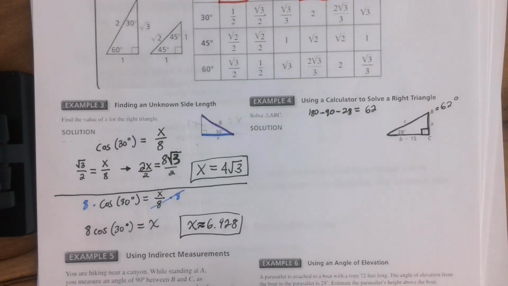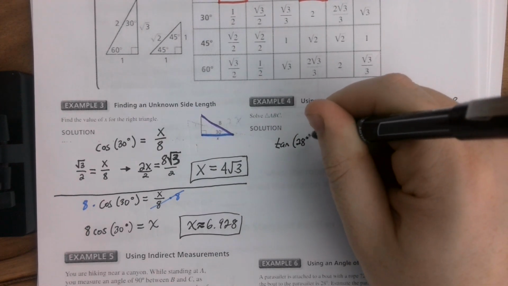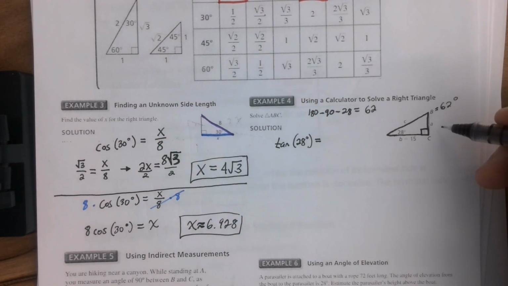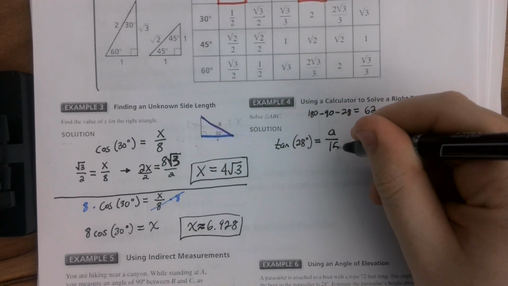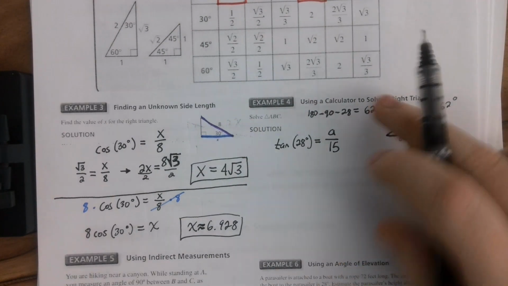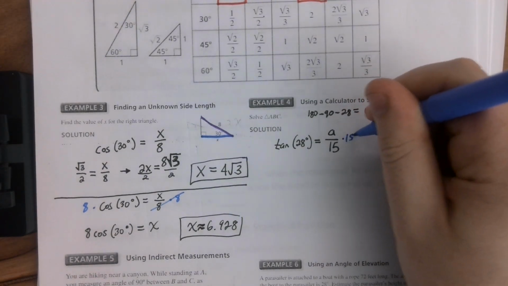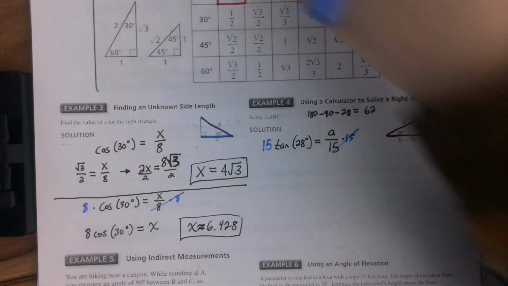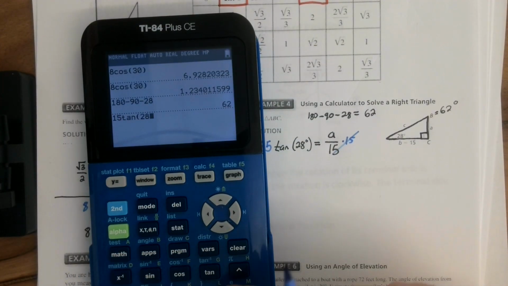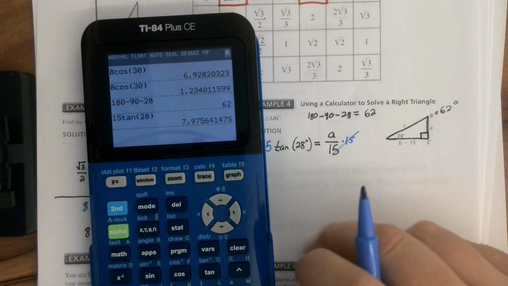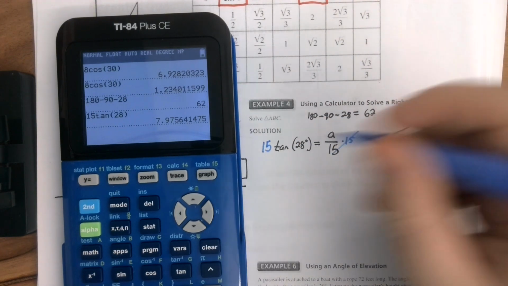That's tangent. So can't we just set up the tangent of 28 degrees equals, the opposite side would be A, the adjacent side is given to us as 15. Couldn't I just do the same thing I did in the last problem? The answer is absolutely. Multiply both sides by 15. And 15 times the tangent of 28 degrees is 7.975, which I'm going to shorten as 7.98. Cool.